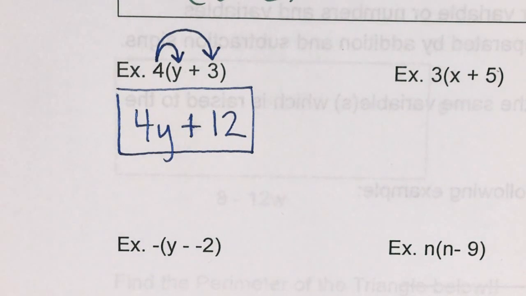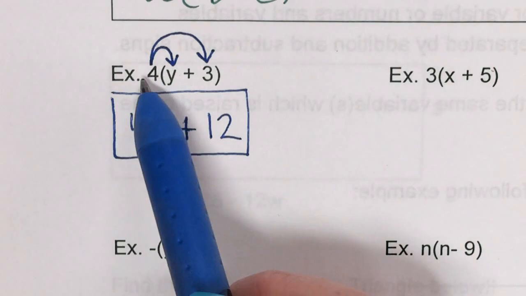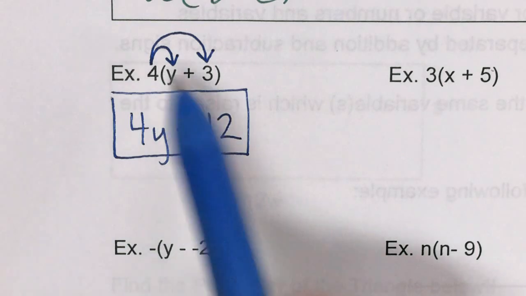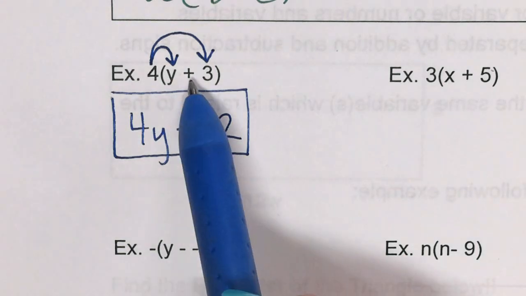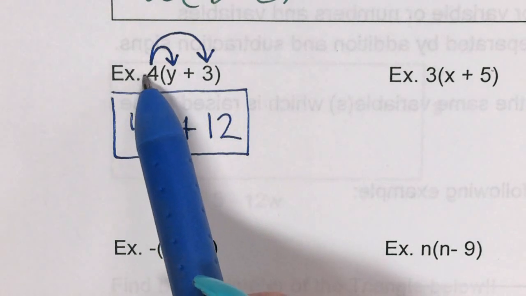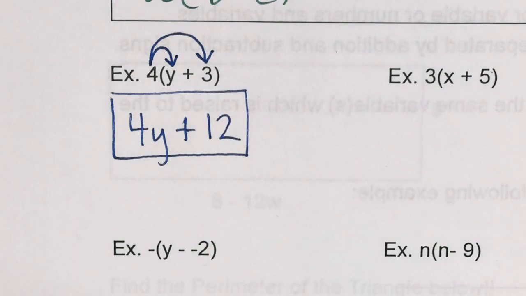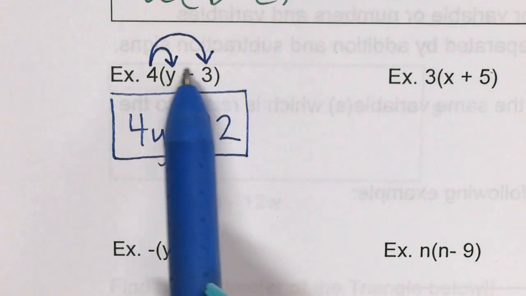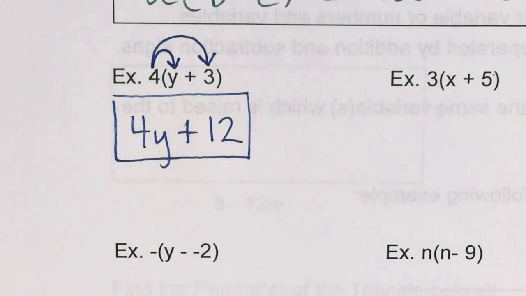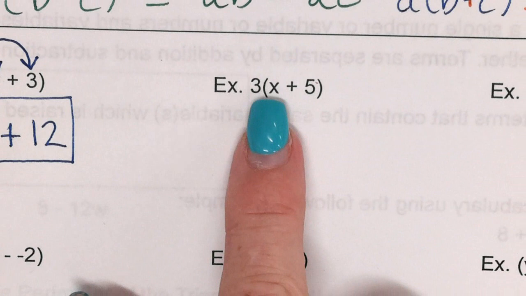Now, where do students mess up on this? They get in a hurry. They do 4 times y, and then here's what they do wrong. They see this plus sign, and they say, oh, 4 plus 3 is 7. You see what I'm saying? You're not going to add them. 4 is being multiplied by everything in parentheses. So don't make that mistake that I see some students make, they just get in a hurry and do that. All right, I want you to try this one on your own.